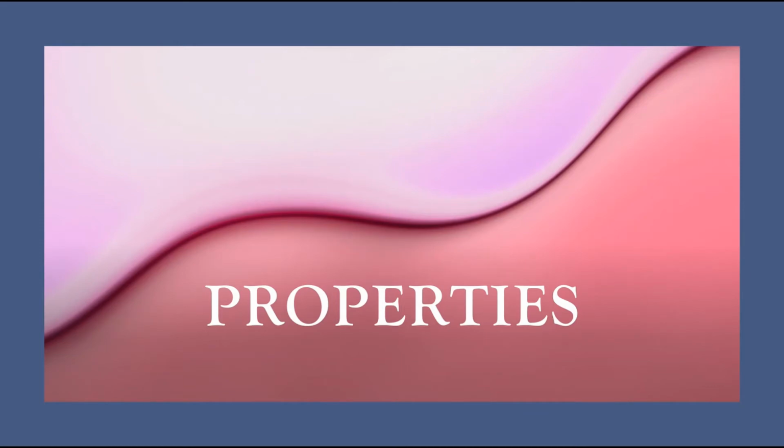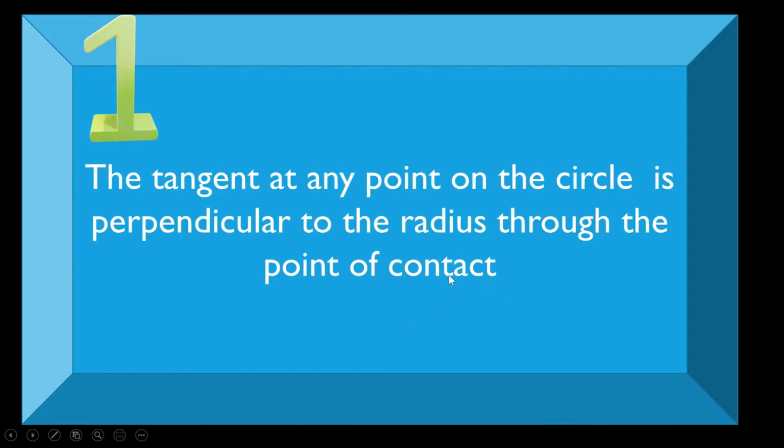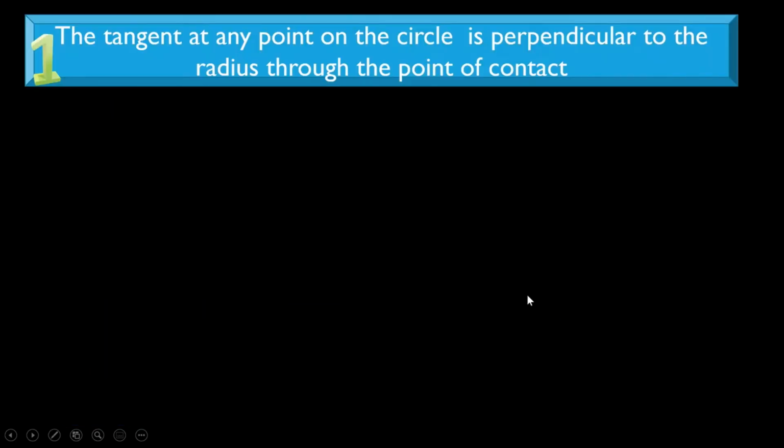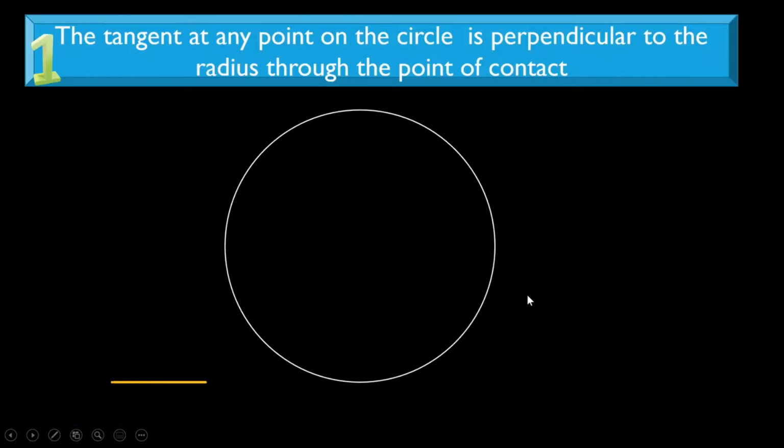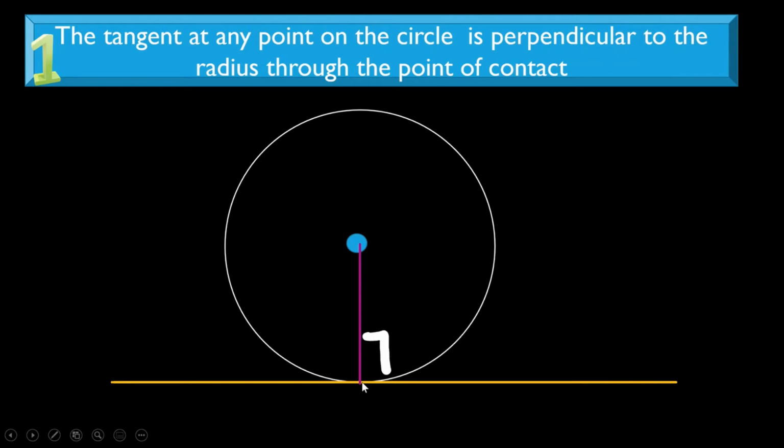Let's discuss some important properties of the circle. The tangent at any point on the circle is perpendicular to the radius through the point of contact. Let's see what it means. If you take a circle and this is a tangent, it meets at a particular point of contact. This is the center and this is the radius from the center to the point of contact of the tangent. So this makes an angle of 90 degrees. This is a very, very important property that will be used in many questions.